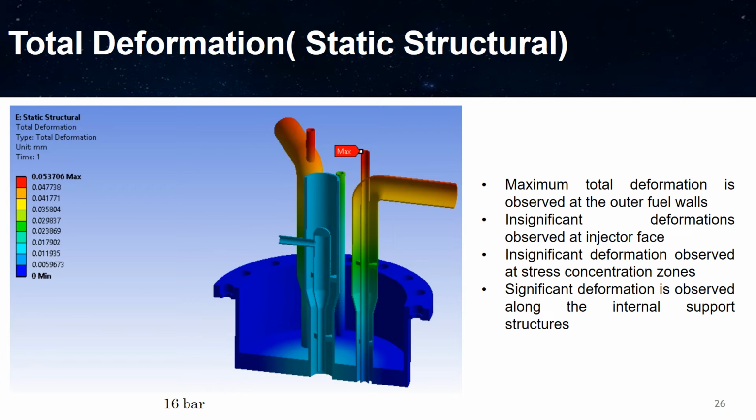Now, if we look into the total deformation, we have around 0.054 millimeters of deformation on the fuel wall. This deformation is very insignificant compared to the whole injector's dimensions. Also, we've not seen a very significant deformation on the injector face, so we're doing good on the injector face as well.